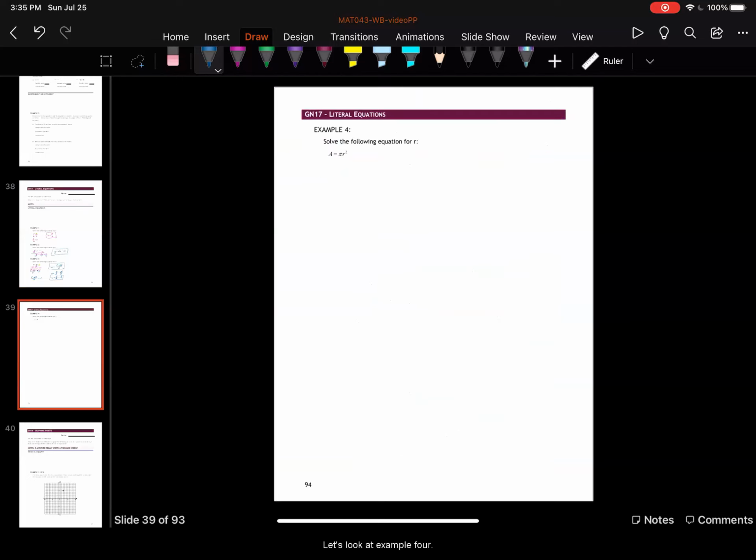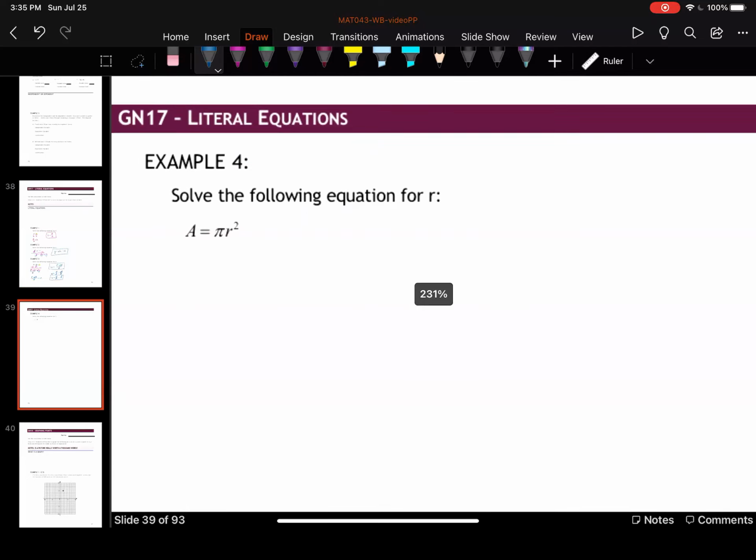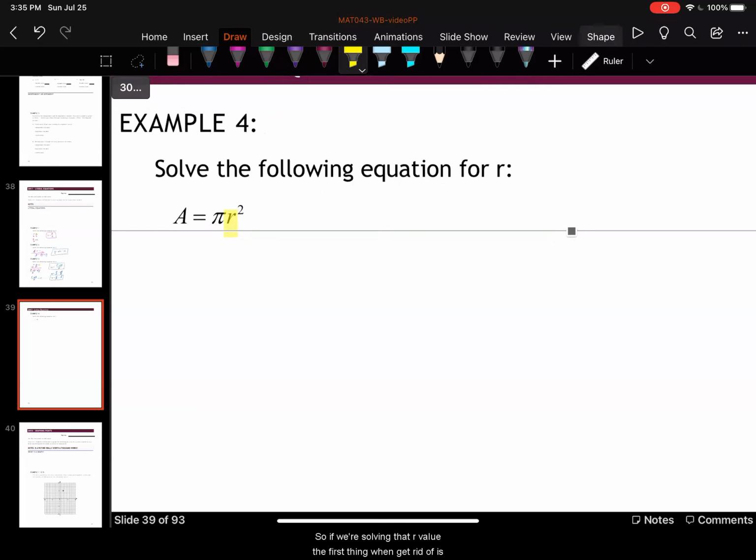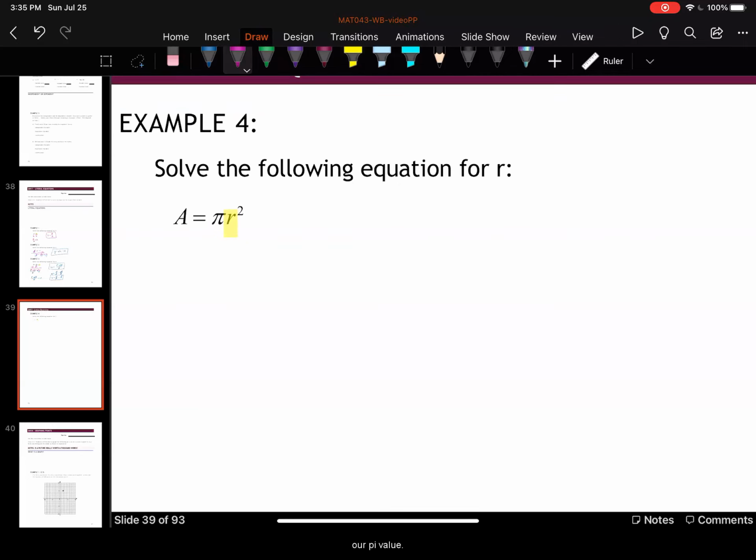Okay, let's look at example 4. For example 4, we're solving for r. We have the formula A equals pi r squared. That's a formula for the area of a circle. So if we're solving for that r value, the first thing I'm going to get rid of is our pi value. And we're not going to change that to a number or a fraction, we're going to leave it as the variable. So I'm going to divide both sides by pi.